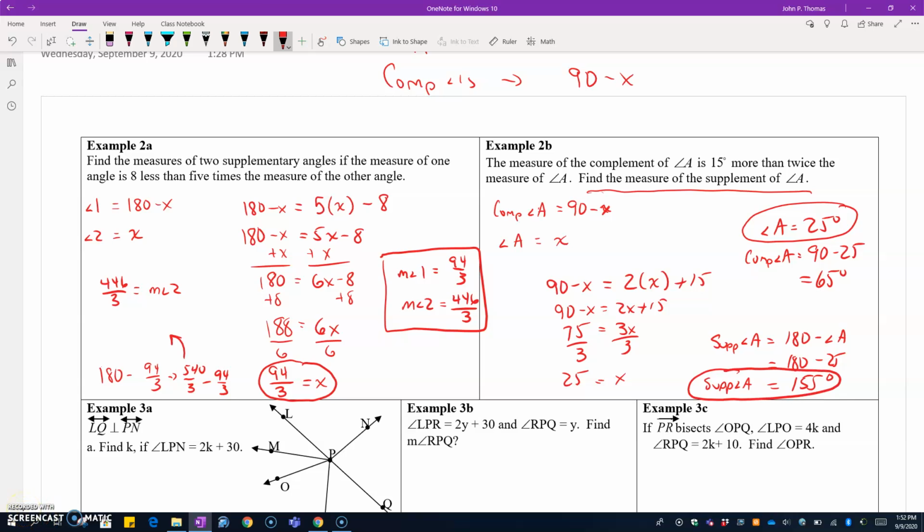I hope that helped with the supplement complement type problems. There are multiple ways to think of it. This is just a handy tool that I've found that works, and it works even when the problems get a little bit more complicated and they start talking about the supplement of an angle and a complement of an angle in the same problem.